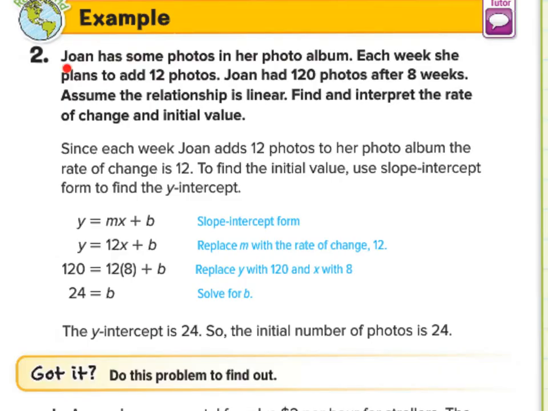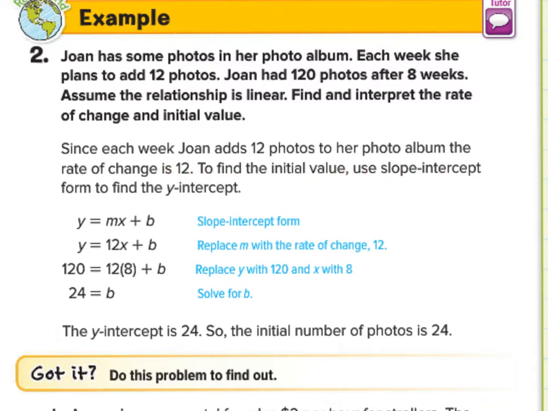Example 2. Joan has some photos in her photo album. Each week, she plans to add 12 photos. Now, it looks like that's our rate of change right there. Joan had 120 photos after 8 weeks. Assume the relationship is linear, which means it's increasing by exactly 12 photos each week. Find and interpret the rate of change and the initial value. What is the y-intercept? Okay? Since each week Joan adds 12 photos to her photo album, the rate of change is 12, as I mentioned. So it's going to be 12x, right? x will be the number of weeks.